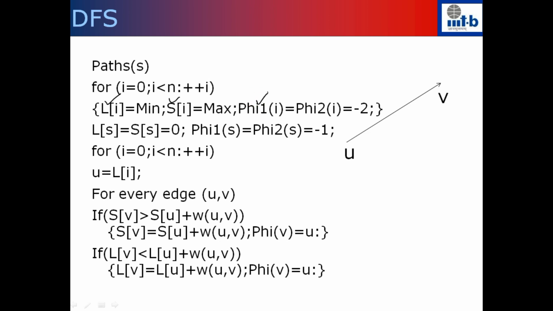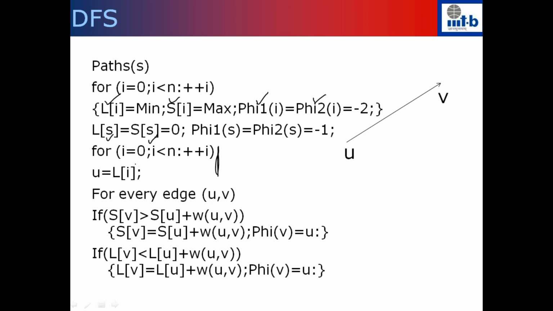Pi1 will keep track of the predecessor vertex in the case of the shortest path. Pi2 is the one which will keep track of the predecessor vertex in the case of the longest path. S is the source vertex. The longest path from S to S itself is 0. The shortest path from S to S itself is also 0. The pi function of both the longest path and the shortest path at S is set to nil. Now you start traversing the list from left to right in the topological ordering.